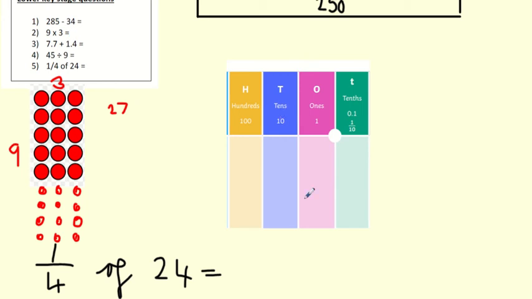1.4. Now some of you might be able to do that mentally, others might need to use a place value chart to help them. So I've got 7.7 add 1.4. So I'm using the place value chart just to help me check that I've lined the ones up correctly and the tenths up correctly, and that my decimal point is also in line with each other.